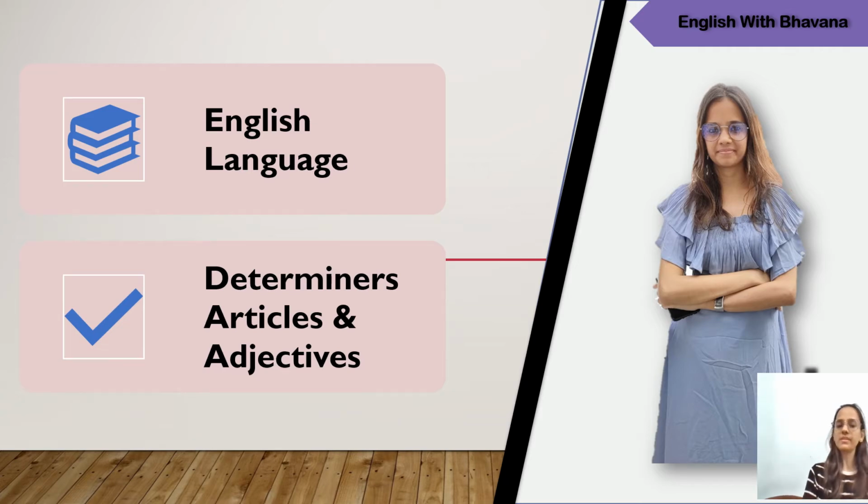So today we will be starting with the topic that is determiners, articles and adjectives. Now, what are determiners, what are adjectives and what are articles we need to know in depth, okay? Before starting, I would tell you the topic is really easy. All you need is to pay attention.